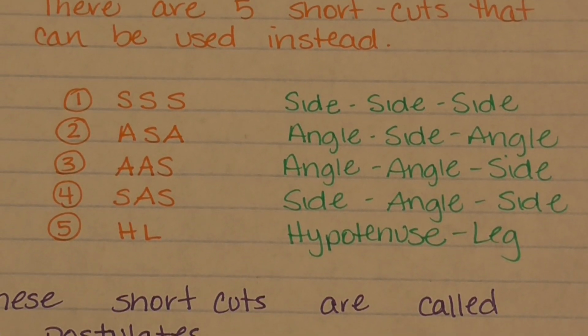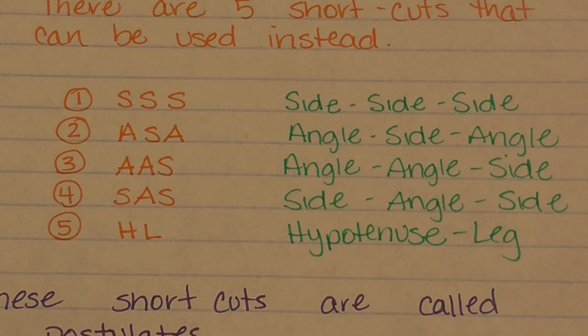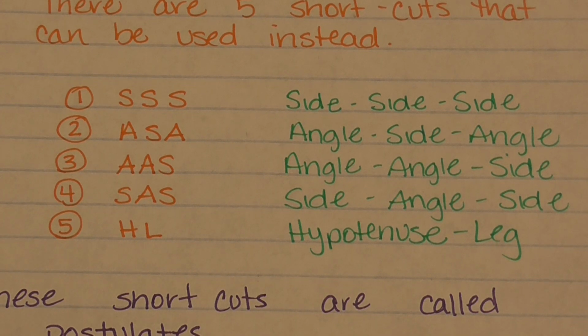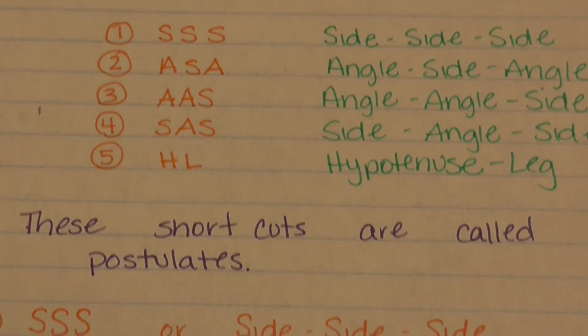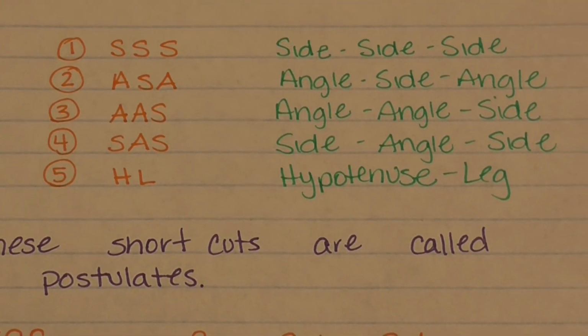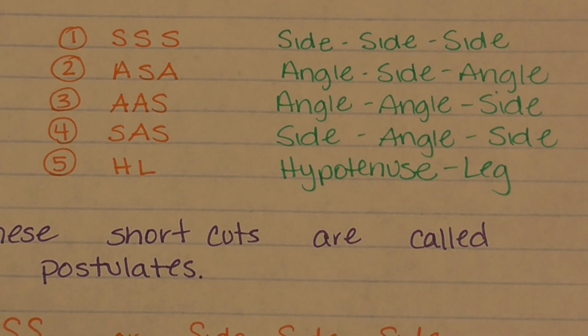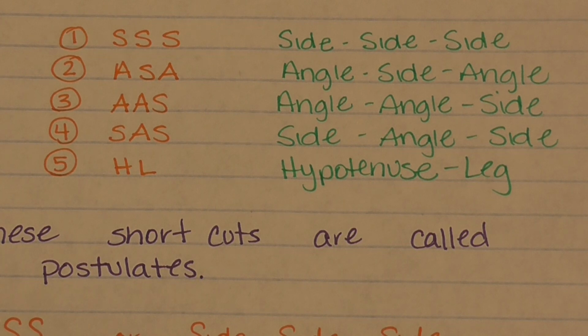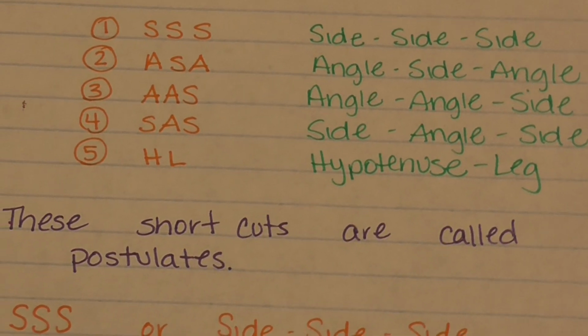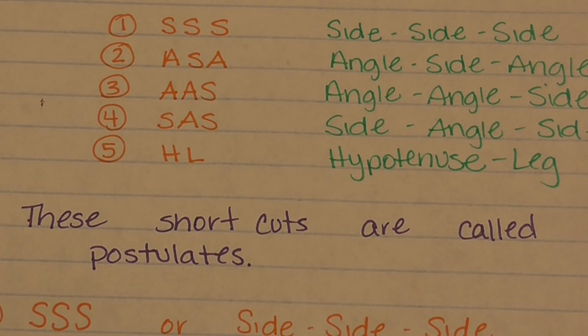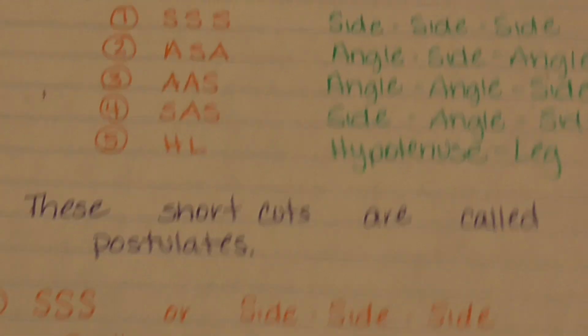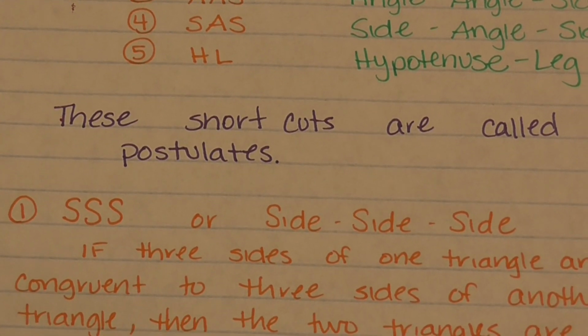You've got side, side, side, angle, side, angle, angle, angle, side, side, angle, side, and hypotenuse leg. These shortcuts are called postulates. So instead of proving all 6 parts are congruent, you're going to be proving that 2, in one case, or 3 parts are congruent to each other, and that's enough to show that the entire set of triangles are congruent to each other. So starting with side, side, side.